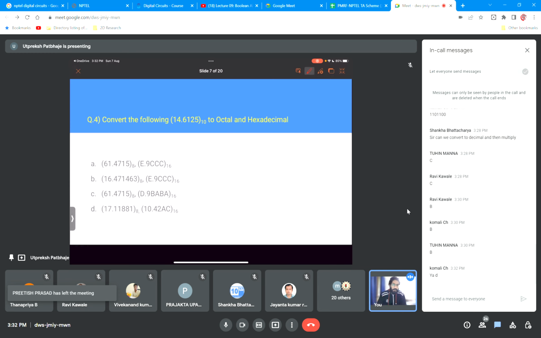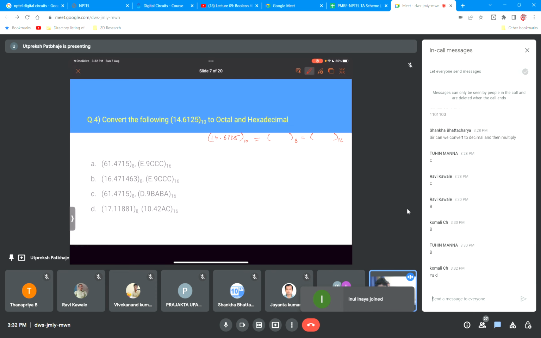Then again, based on conversions, so last time we did a smaller number of conversions. So try to convert this number, which is given in decimal, to octal and its hexadecimal counterpart. Again, I will solve this parallelly with you guys, and those of you who are getting the answers quicker, you can type in the answer.